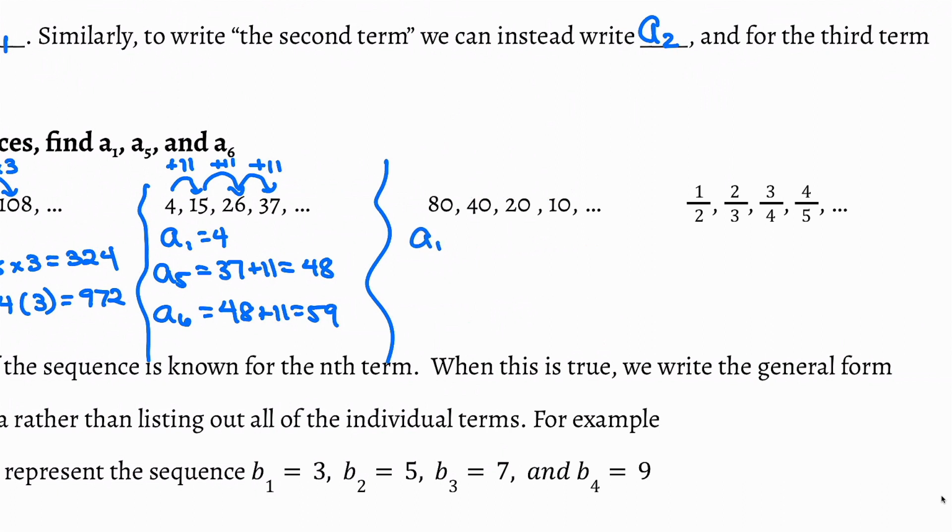I know my first term is 80. My fifth term, I need to take the one before it, which is 10, divide that by 2, and I get 5. My sixth term, I need to take that 5, divide that by 2, and there's a couple of different ways you can write this. You can either write this as an improper fraction, because this is going to give me a decimal. It's either going to be written as a fraction like 5 over 2, because remember that fraction means divide, or I can write it as a decimal. When I divide those two, I get 2.5.